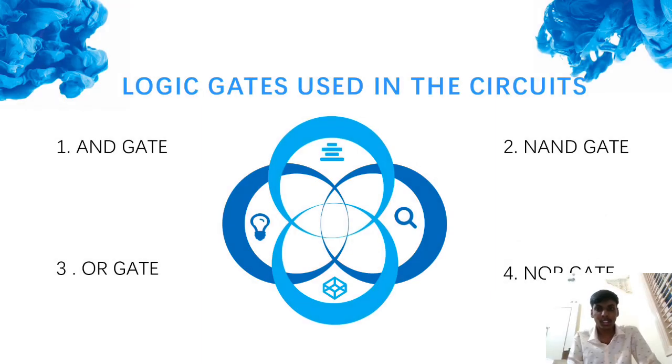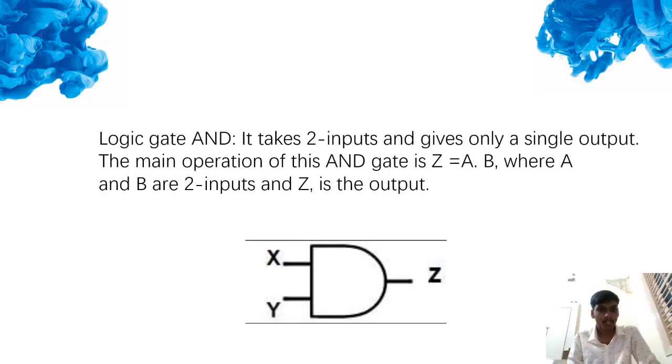Logic gates used in the circuit are of four types: AND gate, OR gate, NAND gate, and NOR gate. Logic gate AND takes two inputs and gives only a single output. The main operation of this AND gate is Z equals A dot B, where A and B are the two inputs and Z is the output.